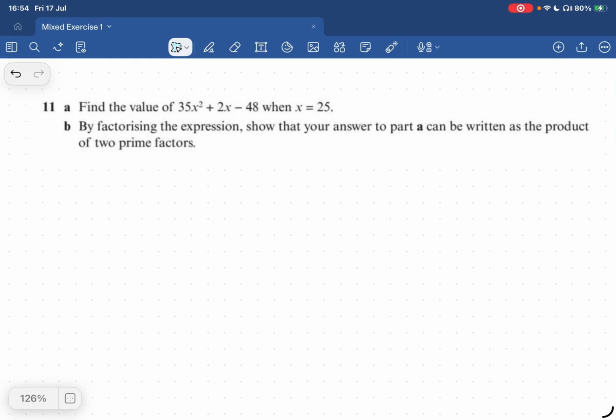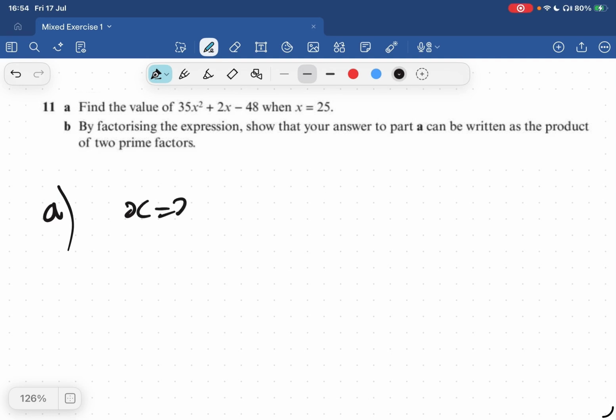Here's question 11, and it starts off with just subbing into your calculator. When you sub in x equals 25 and plug all that into your calculator, the value that you get would be 21,877. Part A is not interesting, that's why I kind of skipped it there.